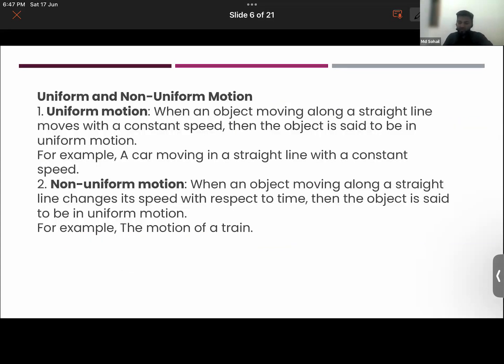We also talked about uniform and non-uniform motion. What is the basic difference between the two types of motion? Uniform motion goes in a straight line. In uniform motion, speed remains the same. The speed of the body is going to be constant. So when an object moves along a straight line with a constant speed, then the object is said to be in uniform motion. An example is a car moving in a straight line. And what about non-uniform motion?